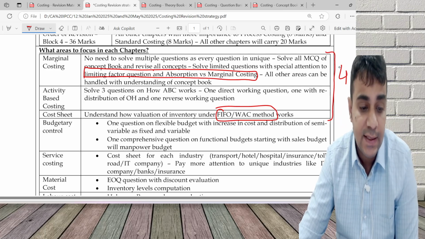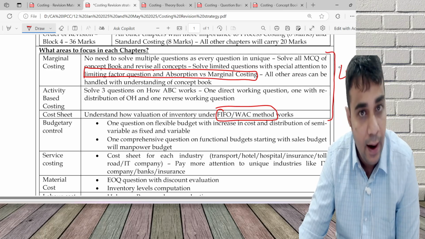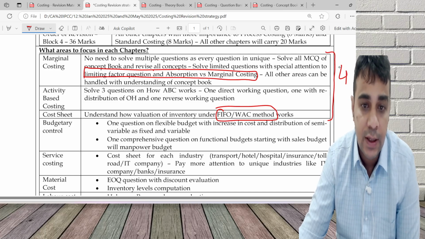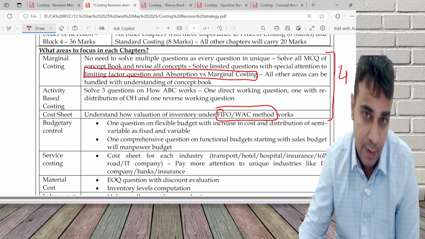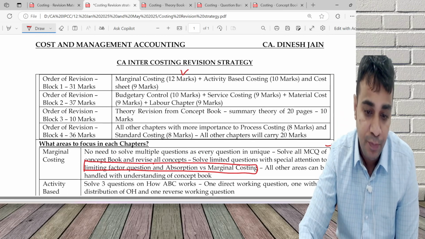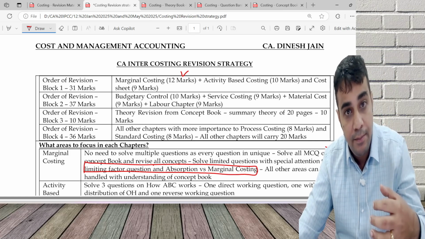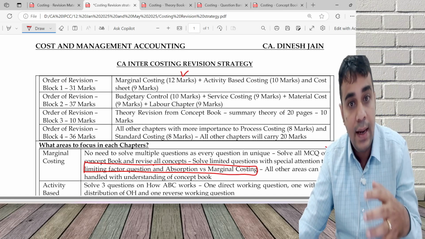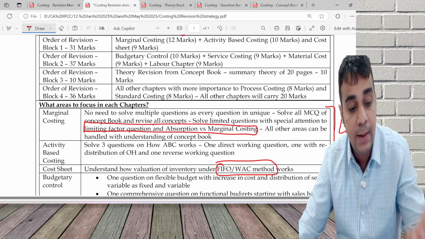All these three areas, marginal costing, you may end up spending 3 hours. Activity based costing and cost sheet, 1 hour each maximum. This is the maximum allocation you are going to do for these three chapters. So when can you do? You write your exam, you come back, on that night, ideally, these three can be completed.